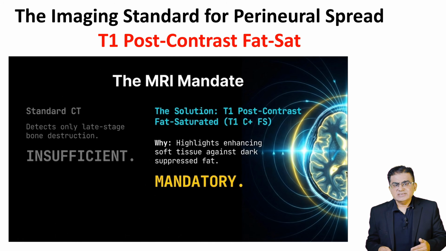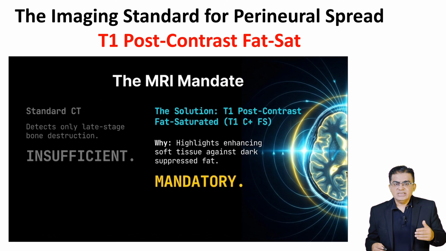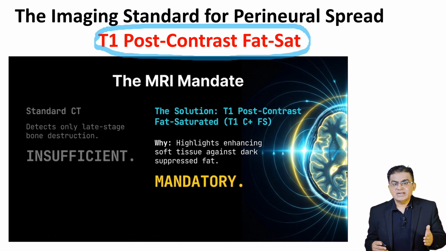Now, how do we actually image this hidden highway? If you just order a standard contrast CT, you are going to completely miss the early spread. A standard CT only detects late stage macroscopic bony destruction like the erosive widening of bony canal. This is completely insufficient for our clinical needs. The absolute mandate here is an MRI, specifically T1 post-contrast fat saturated MRI. Why? Because normal nerves are naturally surrounded by fat. By suppressing that bright fat signal on the scan, any enhancing soft tissue tumor replacing the nerve will light up like a beacon against the dark background.